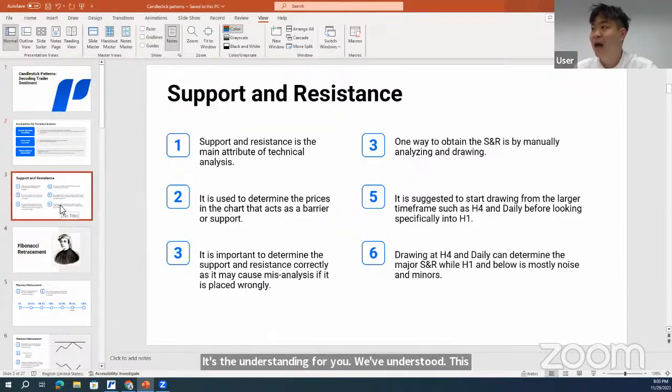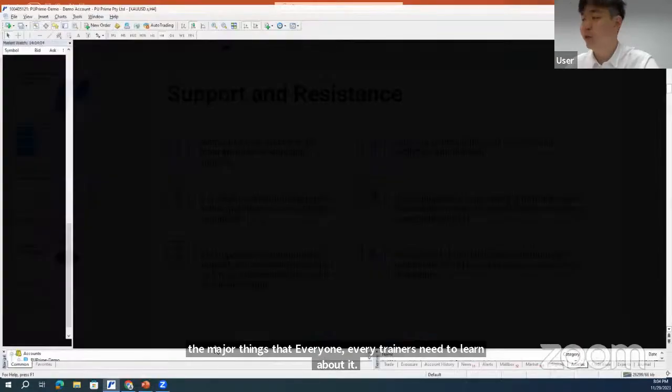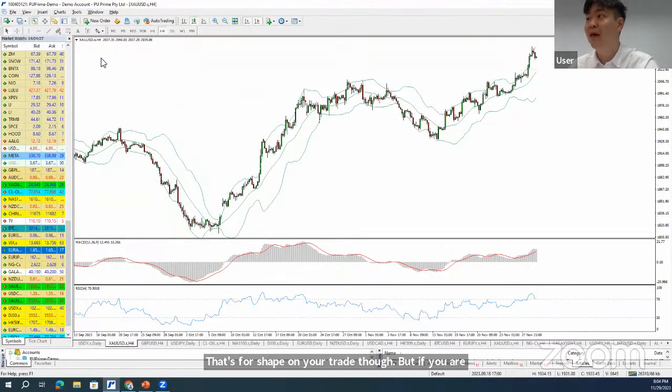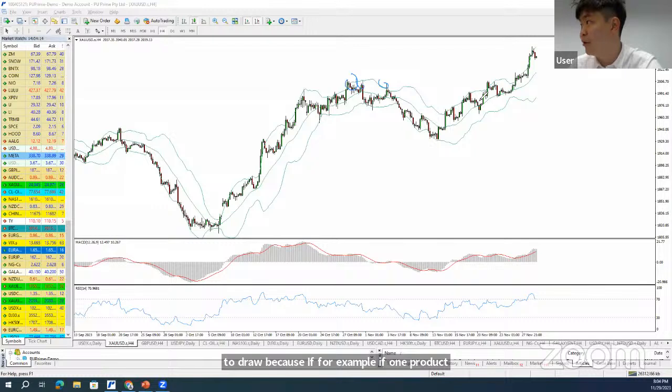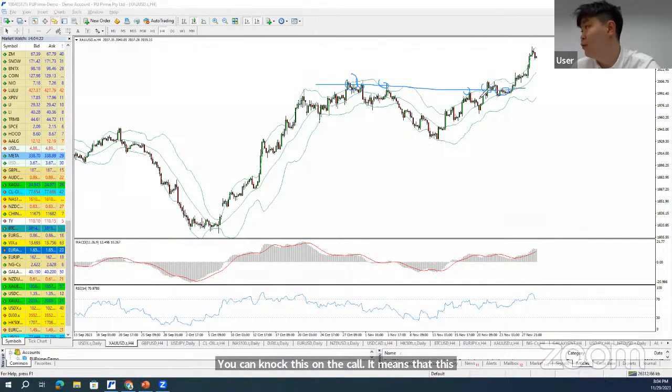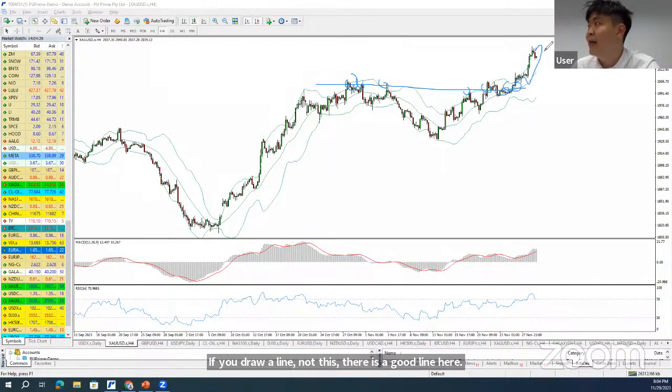Okay. Now, first, I'm going to teach you how to draw the support and resistance level, which is one of the major things that every trader needs to learn, especially new traders. Support and resistance are very simple to draw. If the price of a product keeps testing one region, as you can notice on the gold, it means this is forming a very good resistance level. If you draw a line, you can notice there is a good line here. And then after the gold price breaks above the resistance level, it goes up.